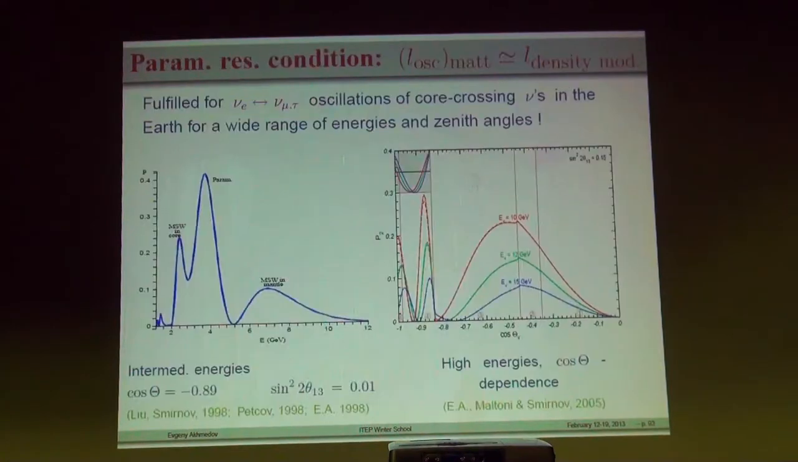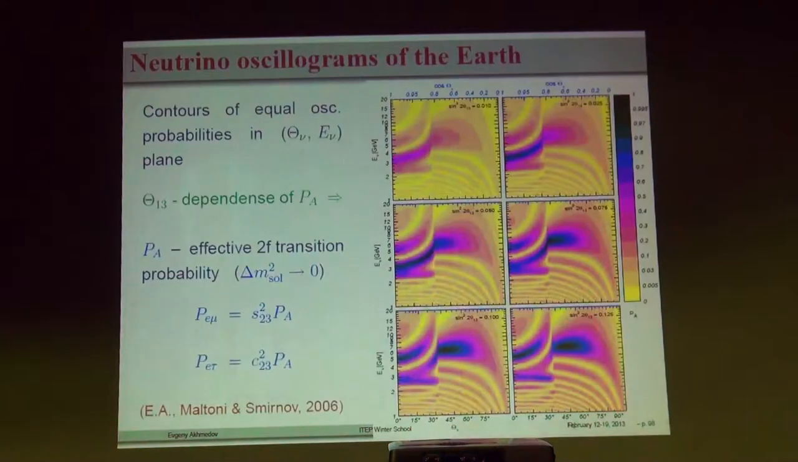Again, I cannot go into detail. This just shows the MSW resonance in the core, this is in the mantle, and this is a parametric resonance, which may be much stronger than the MSW resonances. Okay, let me skip all this.